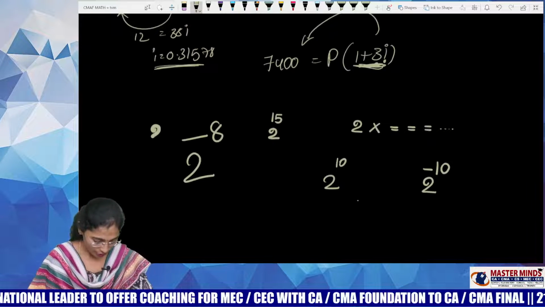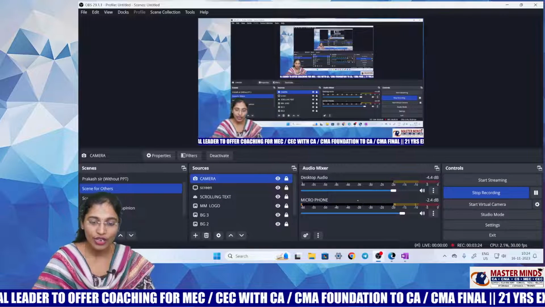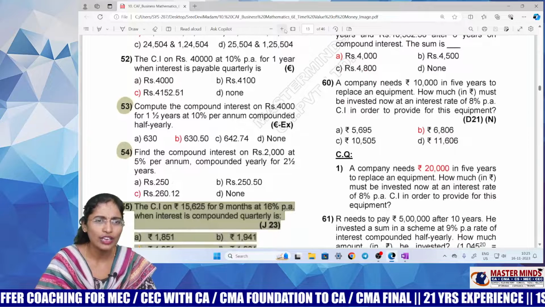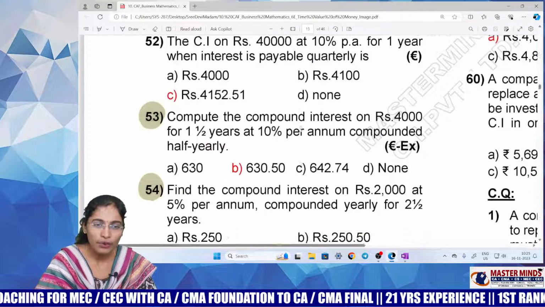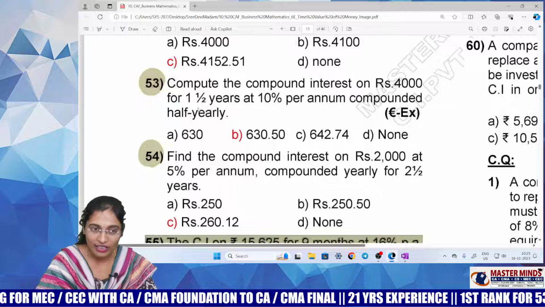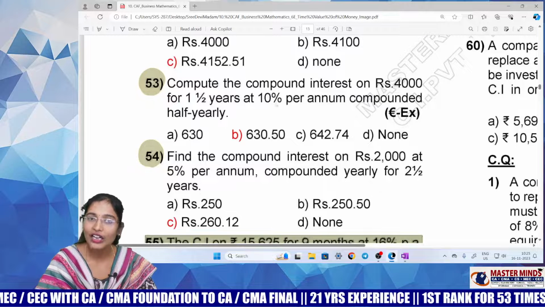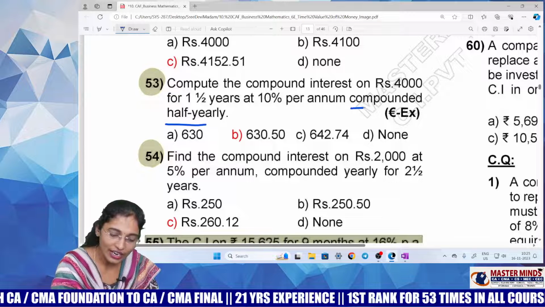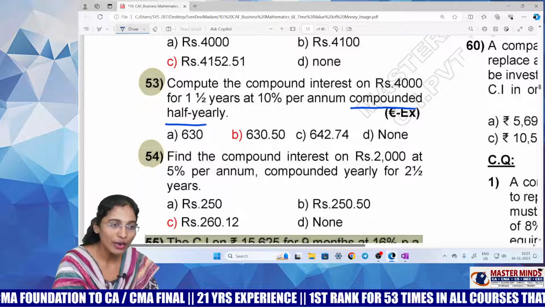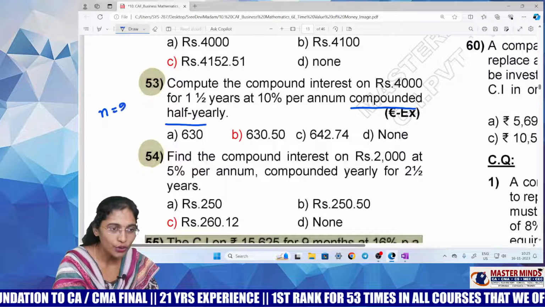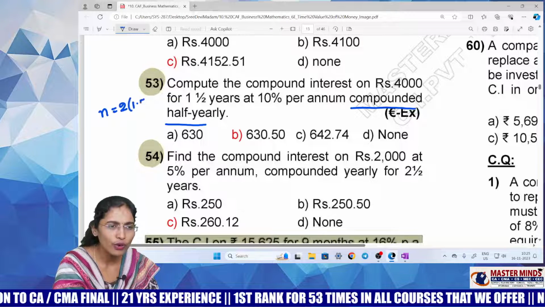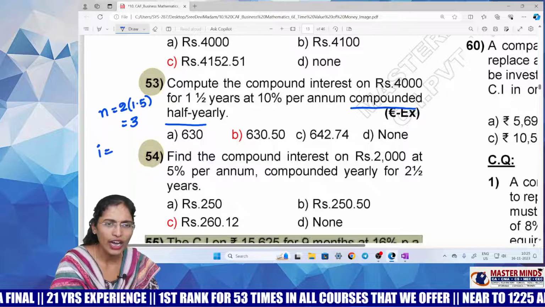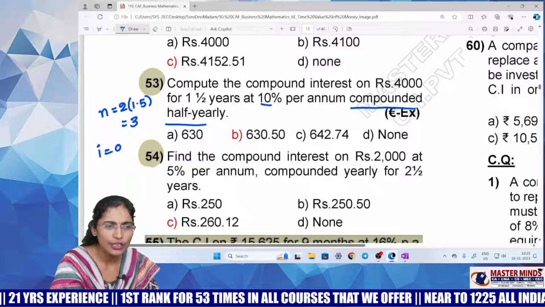Now let me start off with my regular questions. The next question that I have chosen is question number 53. Everybody, please be here. Compute the compound interest on 4,000 for 1.5 years at 10% per annum compounded half yearly. Since the compounding is done half yearly, n means 2 into t, means 2 into 1.5. What is 2 into 1.5? It's 3. So i means r by 200. R is 10, no? 10 by 200 means 0.05.